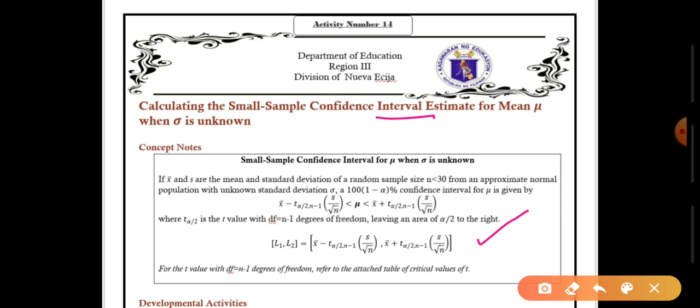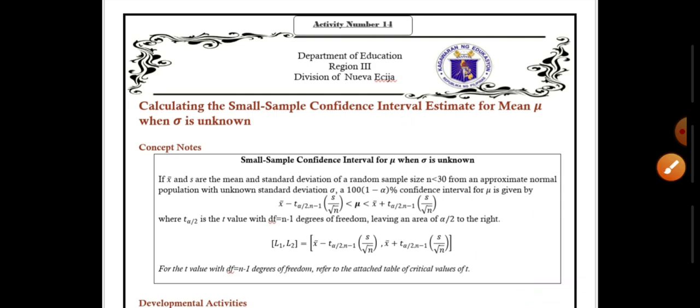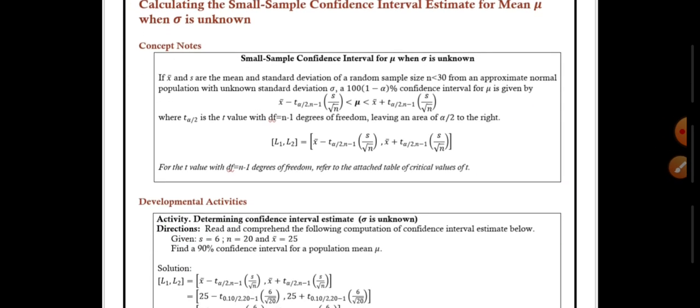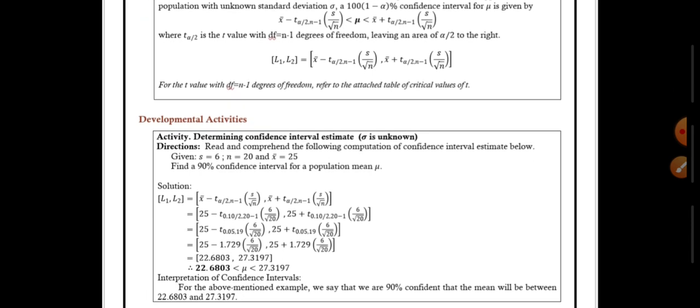For the t value with degrees of freedom n minus 1, refer to the attached table of critical values of t. I've already introduced the t table in our previous activity. So you have to determine the confidence interval estimate when standard deviation is unknown. Read and comprehend the following computation of confidence interval estimate below. If you are given a standard deviation of 6, our n is 20, and our mean is 25, just attach the given to our formula with a 90% confidence interval.